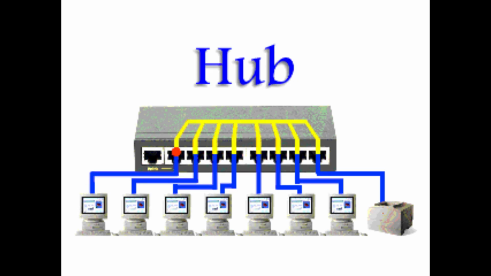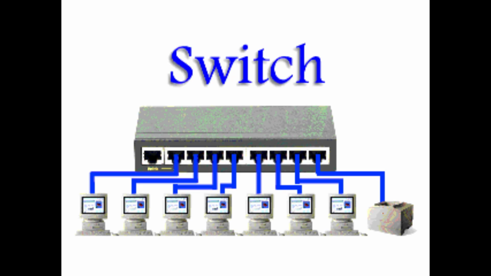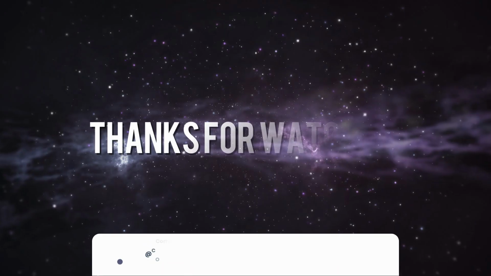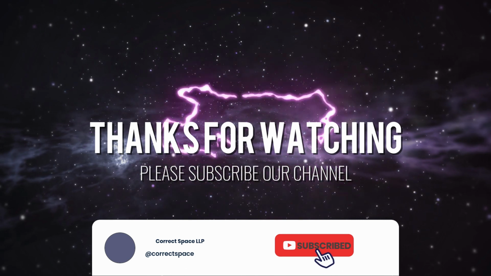So, in simple terms, a hub broadcasts data to everyone, while a switch sends data only to the right place. That's why switches are more commonly used in modern networks for better performance. I hope this visual explanation helps you grasp the differences between hubs and switches.